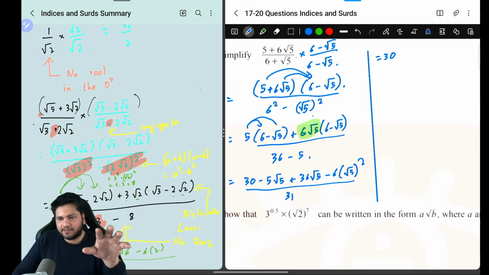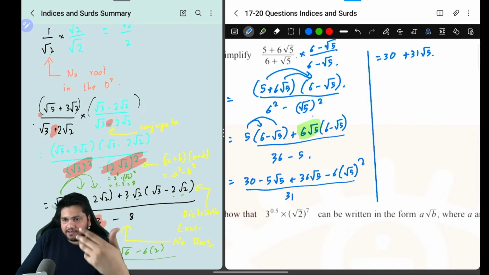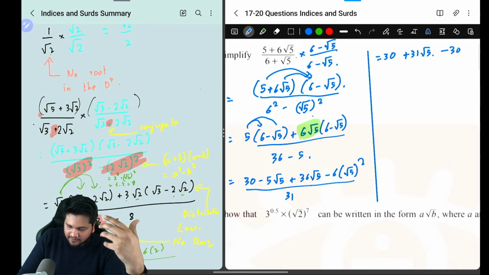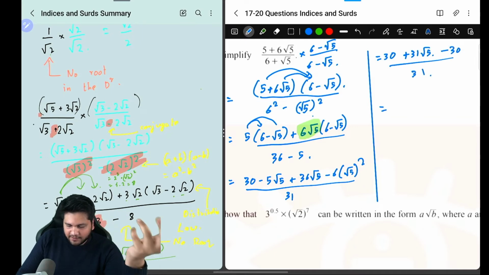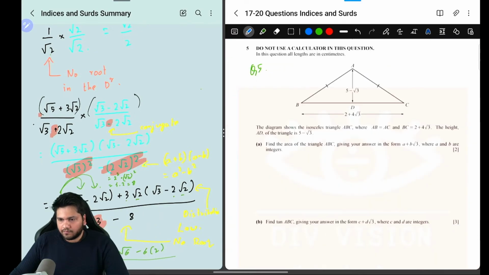It's nothing but minus 5x plus 36x, which is plus 31 root 5. And 6 root 5 square is nothing but 6 into 5, which is 30. So minus 30 upon 31. As you can see, 30 and minus 30 will cancel. I'll get 31 root 5 by 31. I'll cancel this 31 and get my final answer as root 5. So this is just the simplified form.